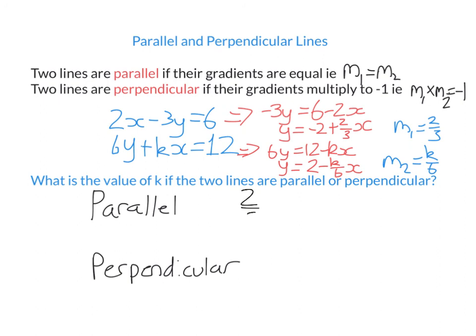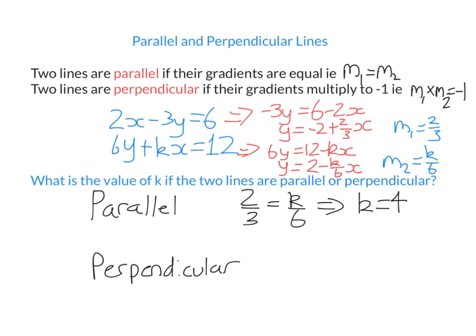So if these two lines were parallel, then their two gradients would be equal. So the gradient of the first would equal the gradient of the second. I can solve this equation really easily. I just undo what's been done to k, times each side by 6. I get k is equal to 4. So if k is equal to 4, these two lines are parallel.